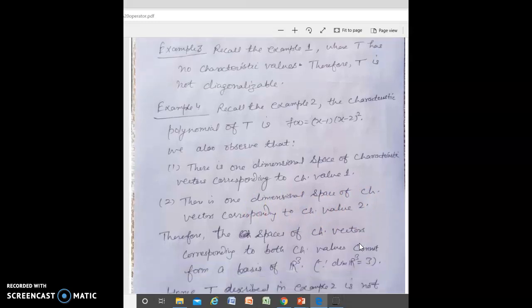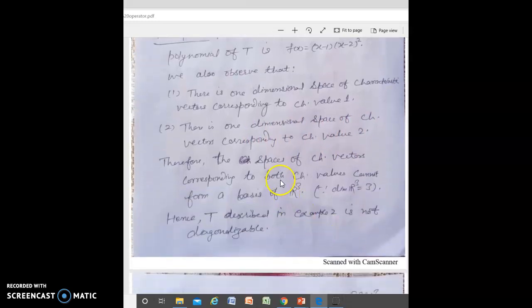Therefore the spaces of characteristic vectors corresponding to both characteristic values cannot form a basis of R3, because the dimension of R3 is 3. In fact, the sum of the dimensions of these two must have been 3. So that is why T described in example 2 is again not a diagonalizable operator.